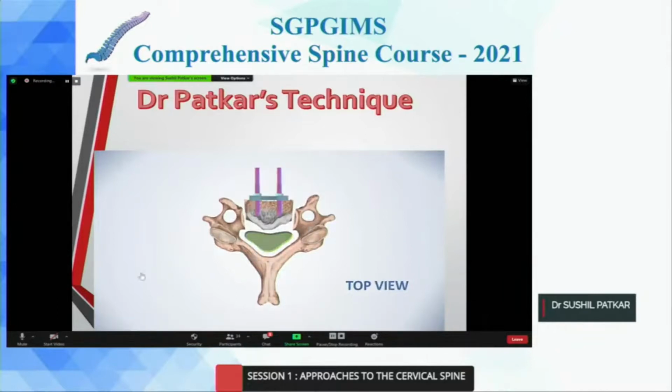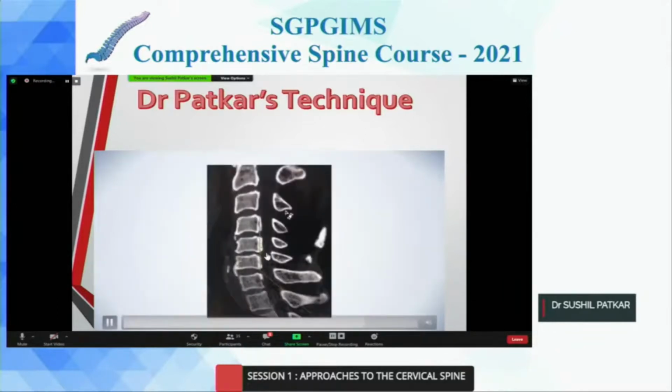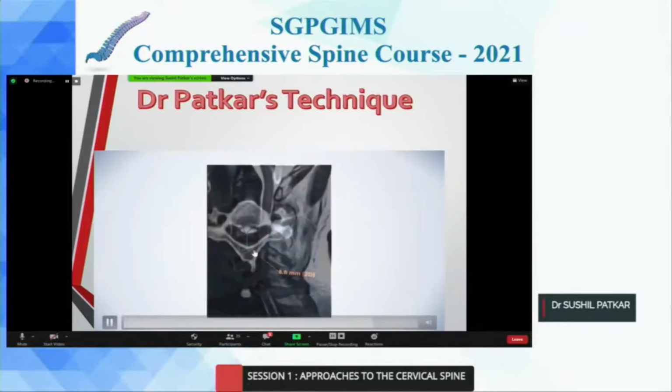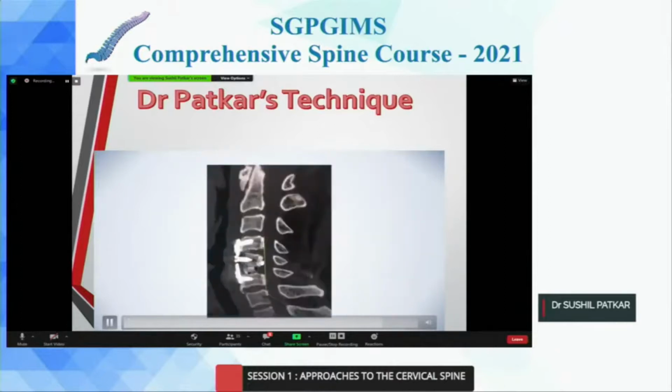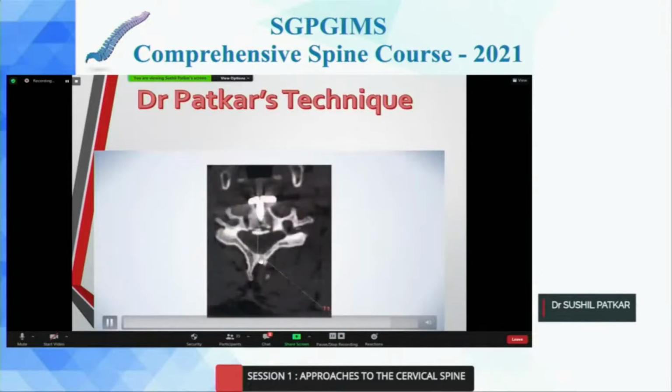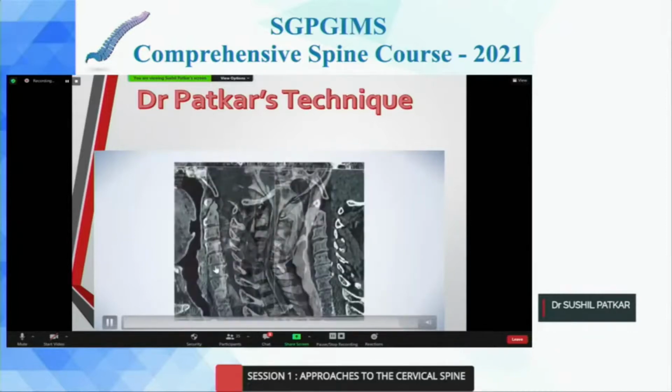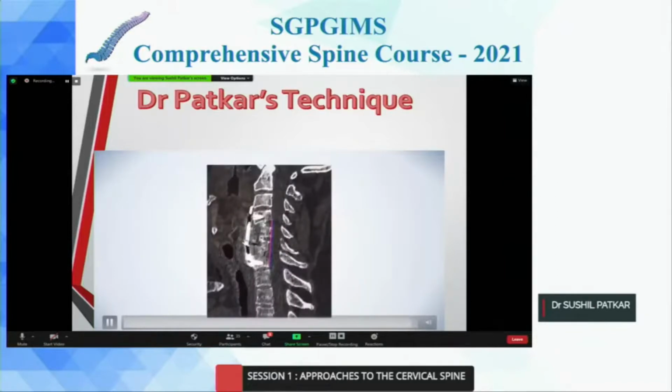So you can see this case of OPLL, and the spinal canal is narrow here at 8.6 mm. And then you can see post-surgery, the spinal canal is widened to 11 mm because OPLL has got pulled up with the vertebra, and this is a long-term result which shows you good fusion. This is a case of cervical spondylosis treated by the Sigma operation, and the vertebral bodies have been pulled forward.